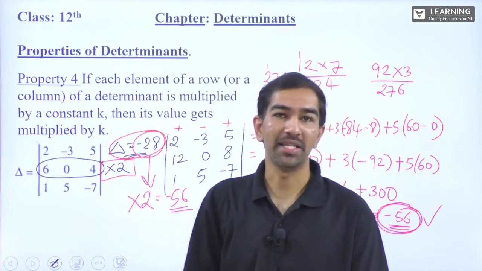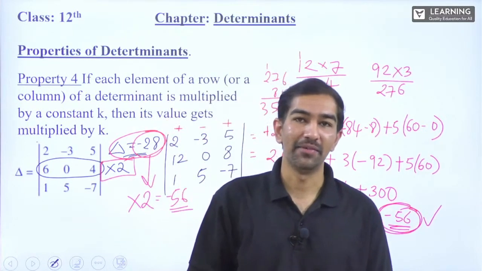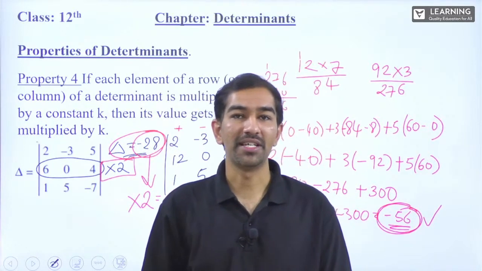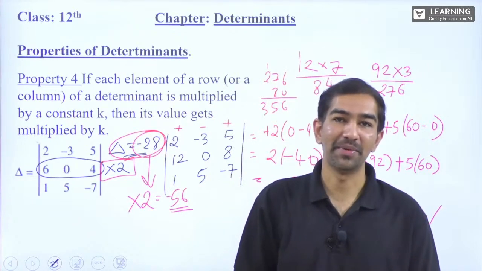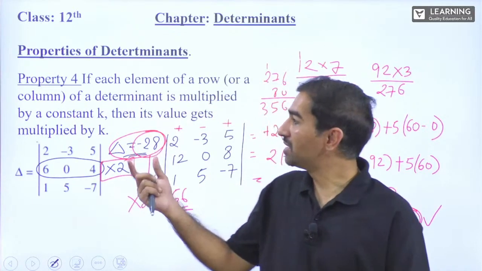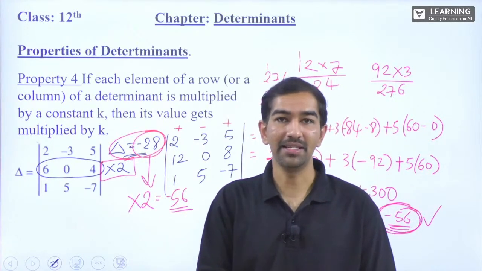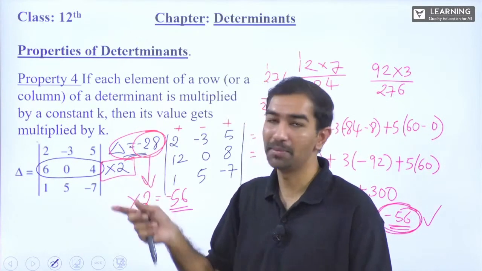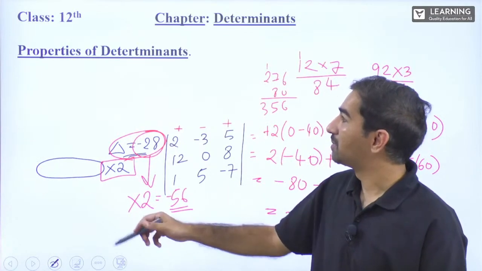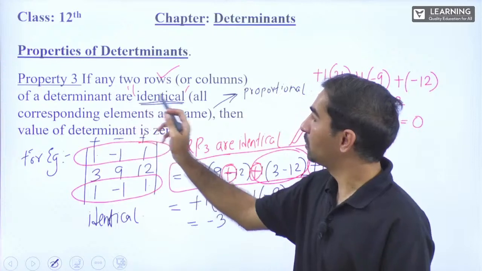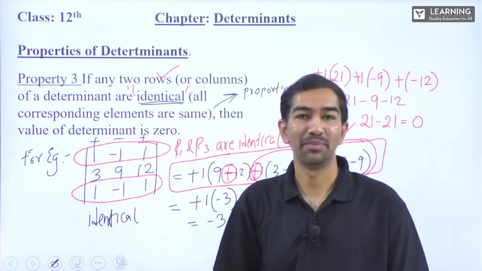So let us have a very quick summary of whatever we have done today. There were 4 properties in determinants. The very first property was, if you interchange the rows and columns, the value of the determinant remains unchanged. The second property is, if you interchange any 2 rows or columns, the value of the determinant will reverse its sign. If we get minus 28, we'll be getting plus 28. The third property is, what was the third property again? If any 2 rows or columns of a determinant are identical, then the value of the determinant will be equal to 0.